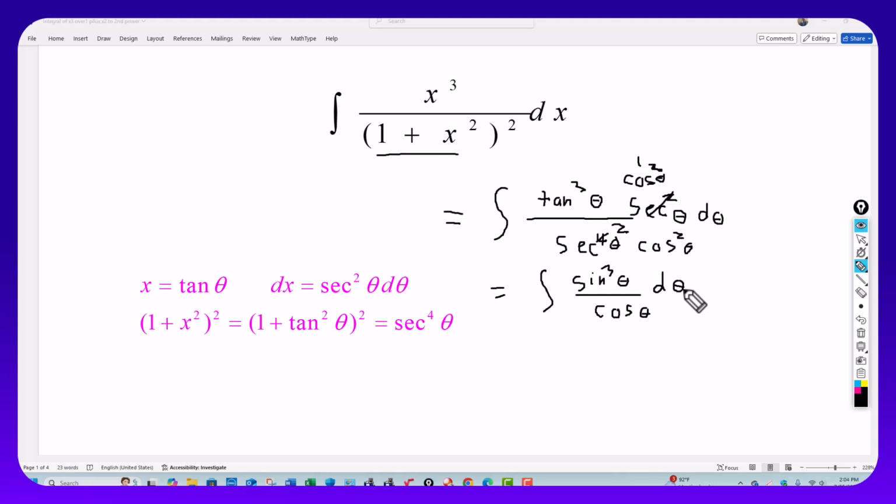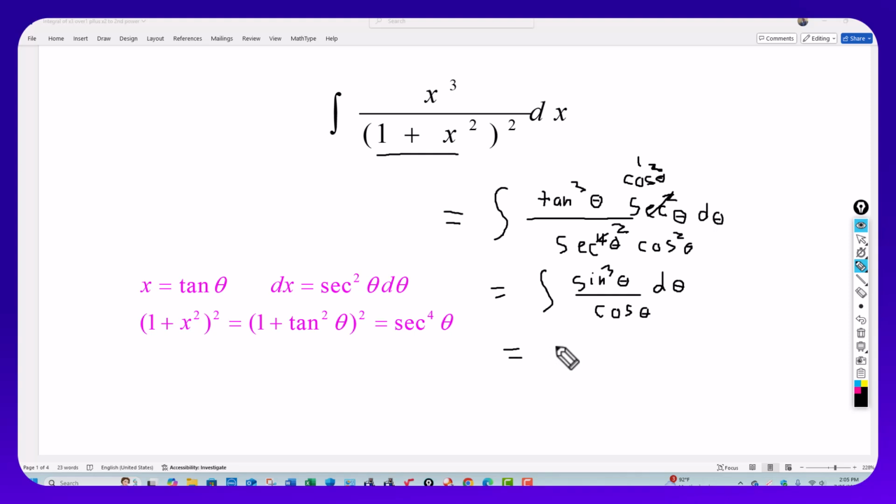So again, I multiply the numerator and denominator by cosine squared, and the tangent is sine over cosine, so it'd be sine cubed over cosine cubed. Reduce it down, and it reduces to this. Now I know that the derivative of cosine is a minus sine, so I can break this up and use a trig substitution here.